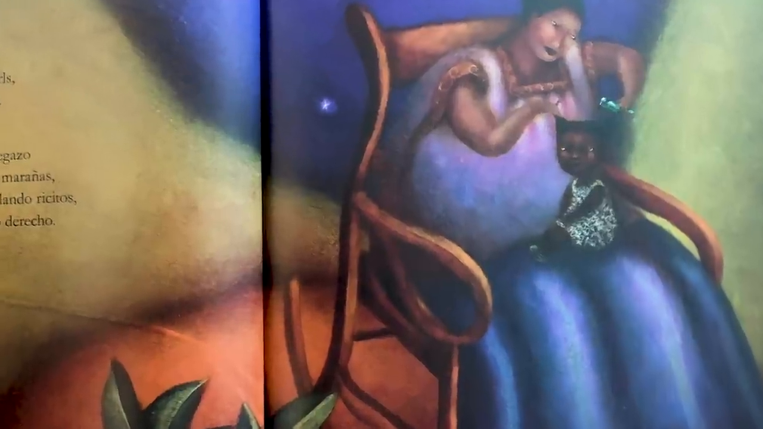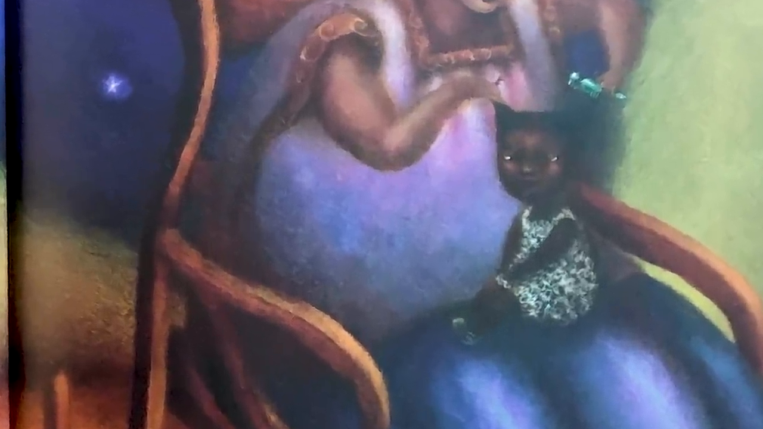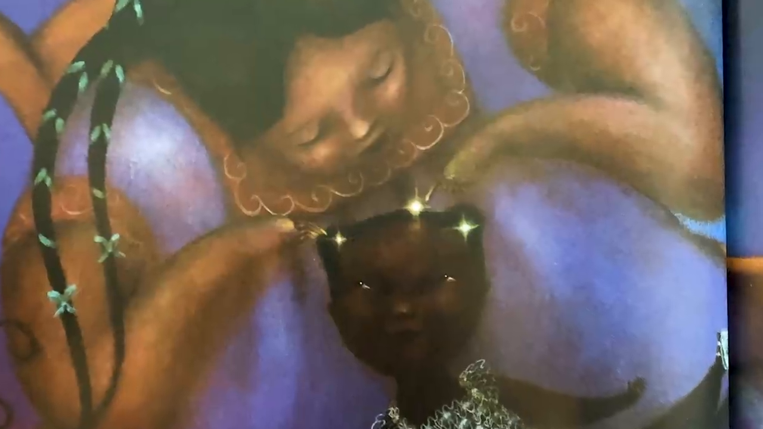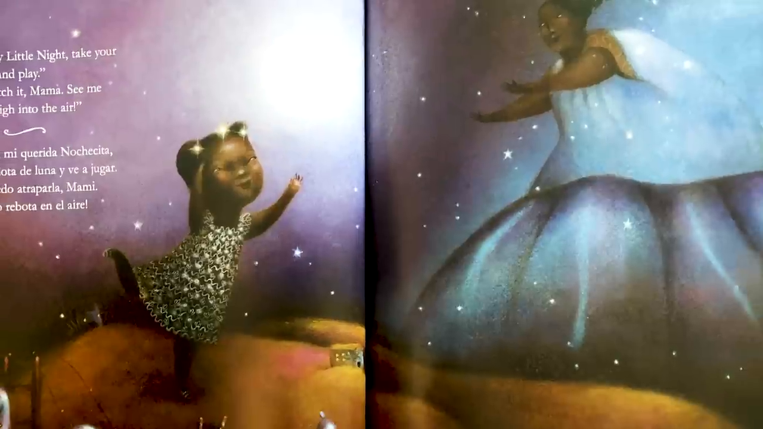Mother Sky sits Little Knight on her lap, and with her shiny comb, she untangles the knots, twists the hair between her fingers, and makes little swirls, one on the left side, one on the right side. To keep them in place, she takes 3 hairpins from her pocket. Venus is on the east, Mercury on the west, and Jupiter above. Now, my little knight, take your moon ball and play. I can catch it, Mama. See me bounce it high into the air.